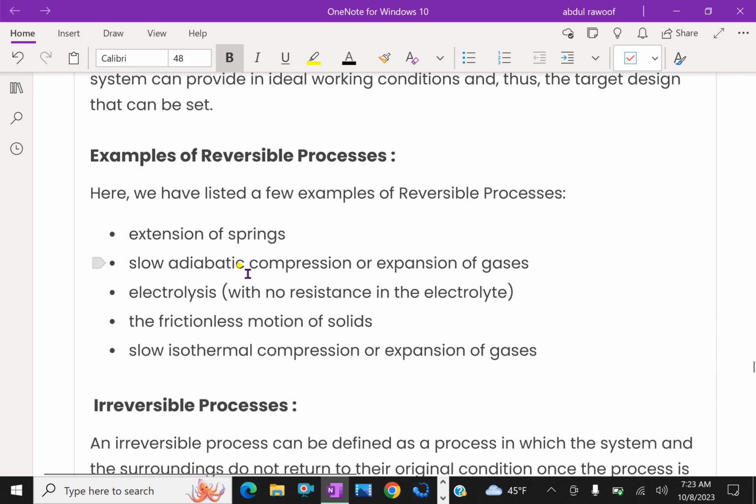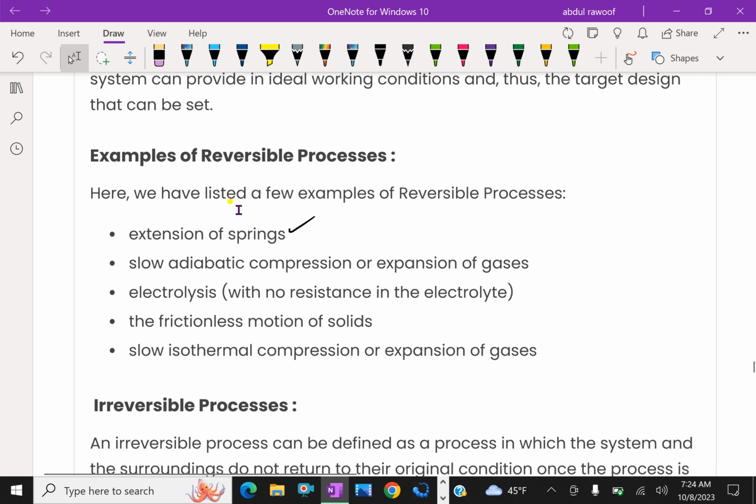Some examples of reversible processes: extension of a spring. Suppose you apply a load to a spring and release the load, it comes to its original position. It's a reversible process. Others are slow adiabatic compression or expansion of gases, electrolysis with no resistance in the electrolyte, the frictionless motion of solids, and slow isothermal compression or expansion of gases.